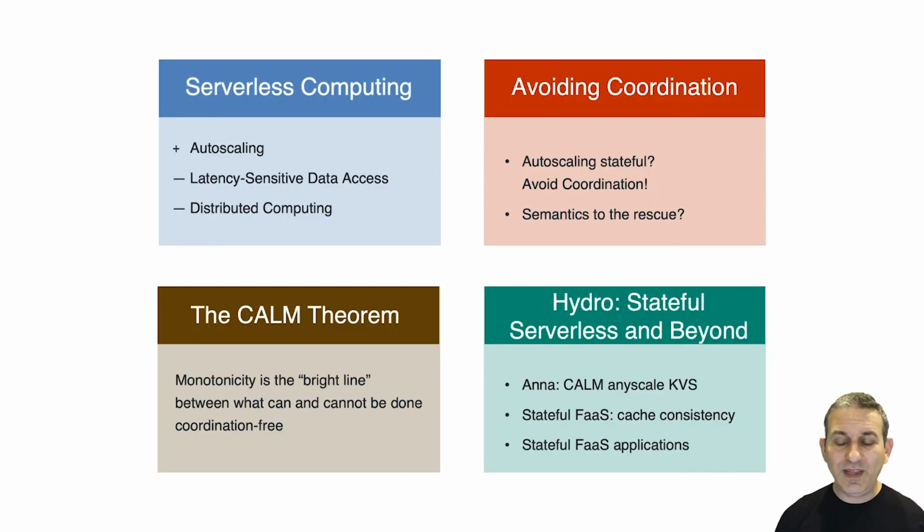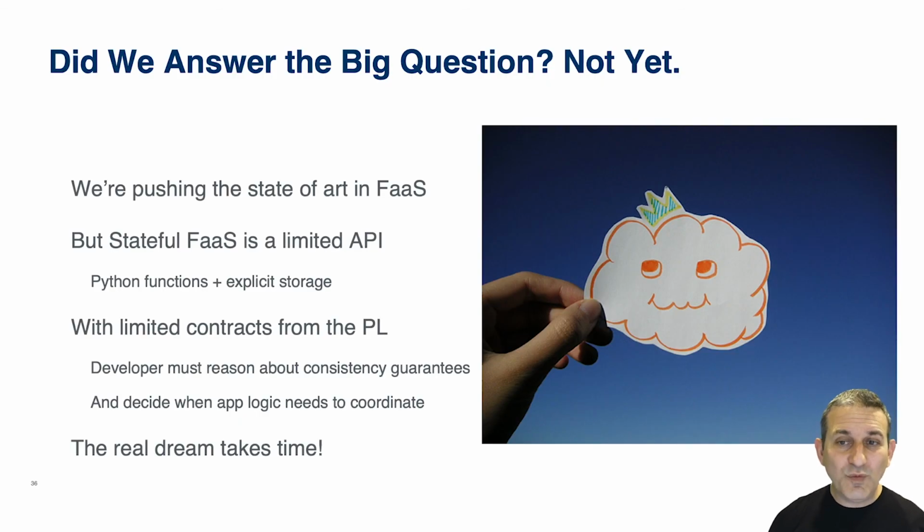So I've given you a flavor of what we're doing at Hydro, some of those applications, how we get cache consistency, and underneath it, how we get this extremely auto-scaling, high-performance storage substrate called Anna. But this doesn't really answer the big question I posed at the beginning of the talk. Have we figured out how to program the cloud? I'd say what we're doing right now is pushing the state of the art in FaaS. But stateful FaaS is still a limited API. It's just sequential code, like a Python function, with explicit reaching out to storage, in our case, to cached storage.